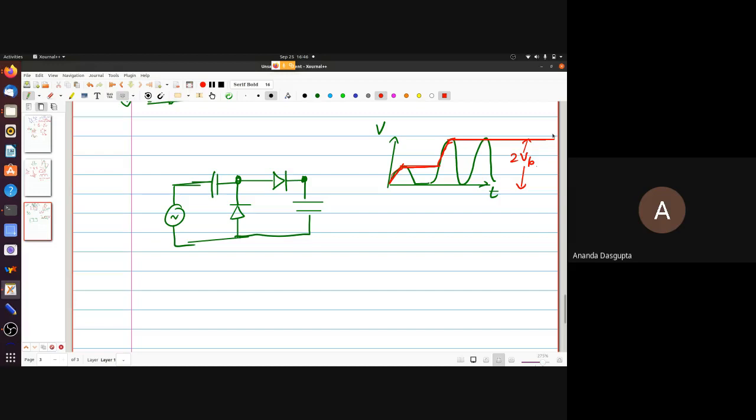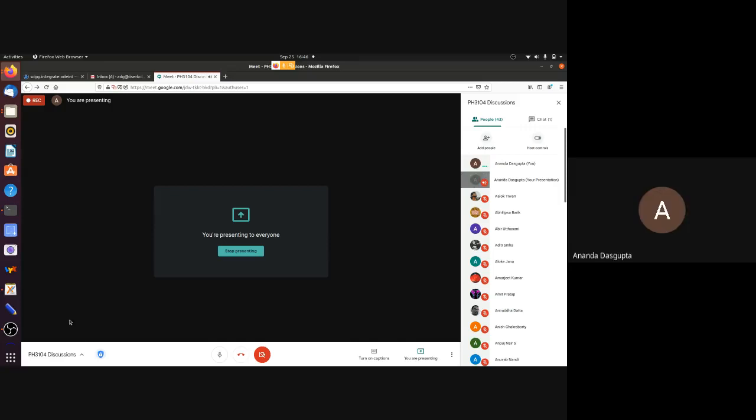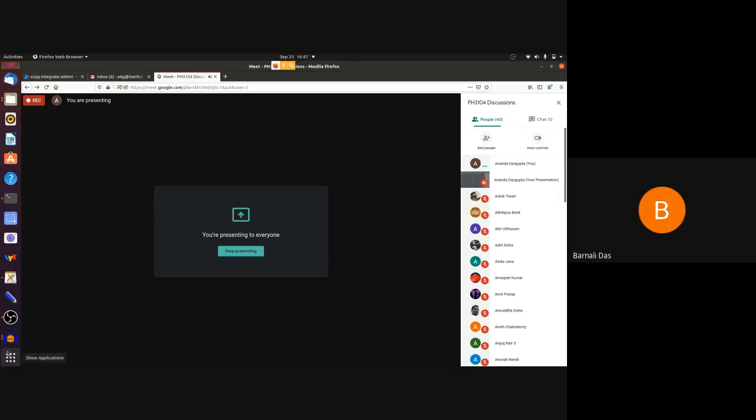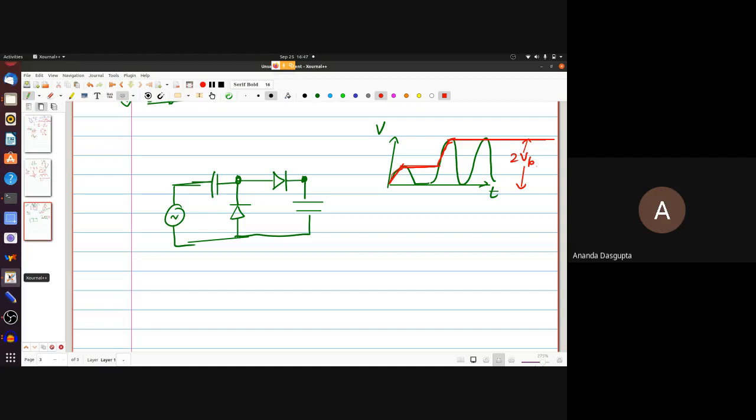Did anybody follow this, or has everybody gone to sleep? I expect either a yes or a no to that. Yeah. Sir, could you please explain that green curve again? The green curve is the diode clamper output. That's the one I was talking about before.